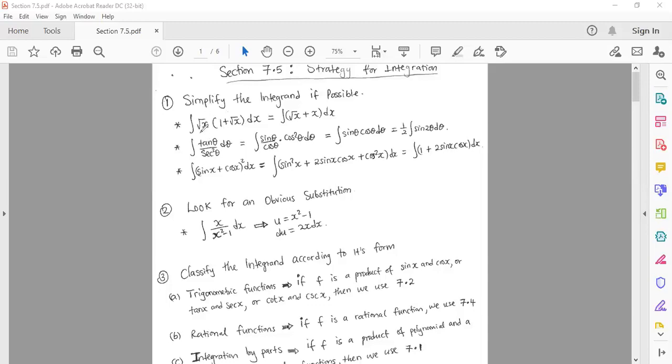Look at the first one. You just have root of x times 1 plus root of x. Obviously, just multiply out, and then you notice it's just the power rule of integral. All right, it's straightforward and easy.